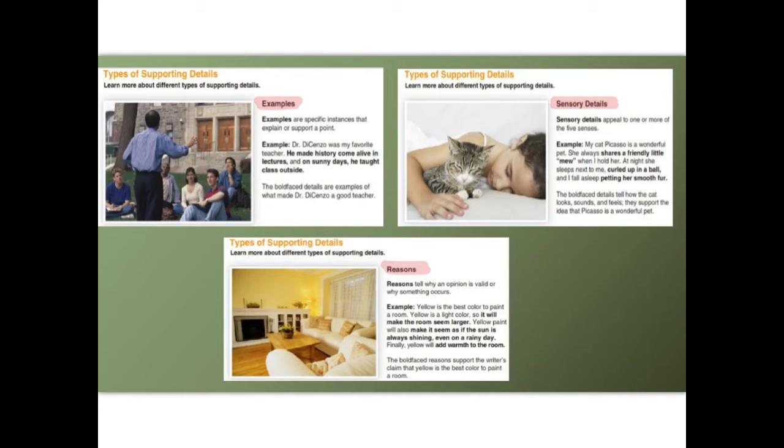Reasons tell why an opinion is valid or why something occurs. Example: yellow is the best color to paint a room. Yellow is a light color, so it will make the room seem larger. Yellow paint will also make it seem as if the sun is always shining even on a rainy day. Finally, yellow will add warmth to the room. The boldface reasons support the writer's claim that yellow is the best color to paint a room.